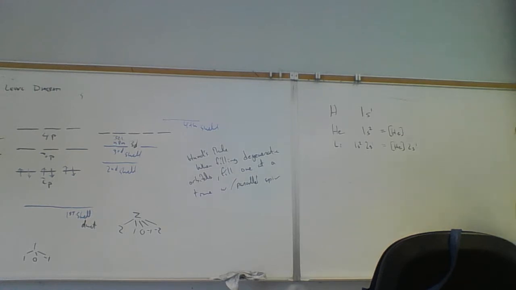What does the fourth shell consist of? The fourth shell consists of 4s, 3d, and then 4p. How many d orbitals are there? There are 5 for a total of 10 electrons. So each element adds 1 electron to that. So we've got 10 boxes here.